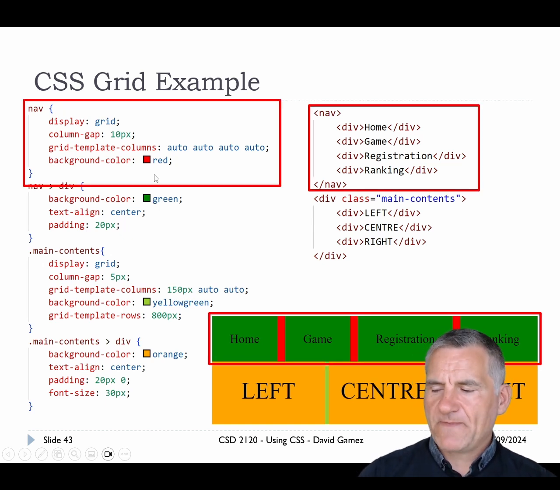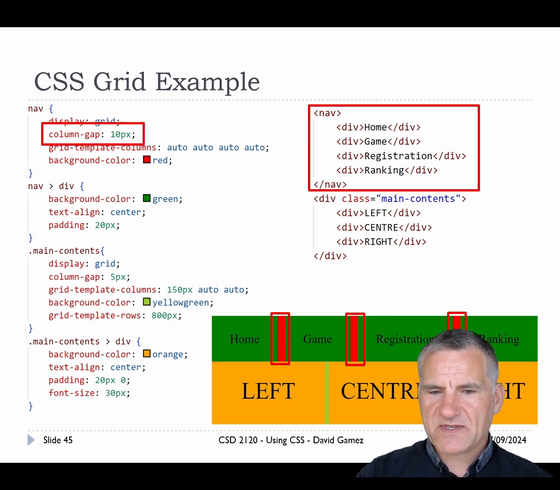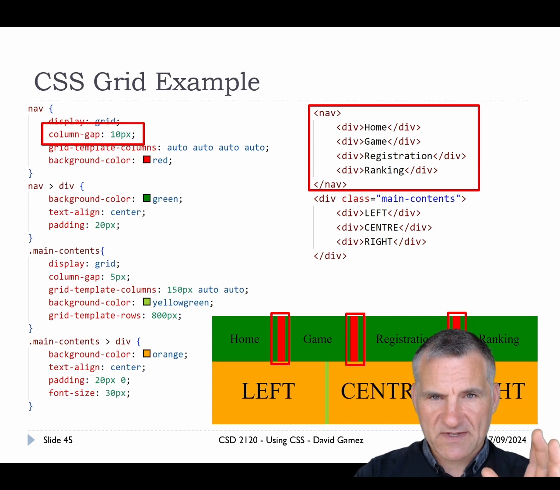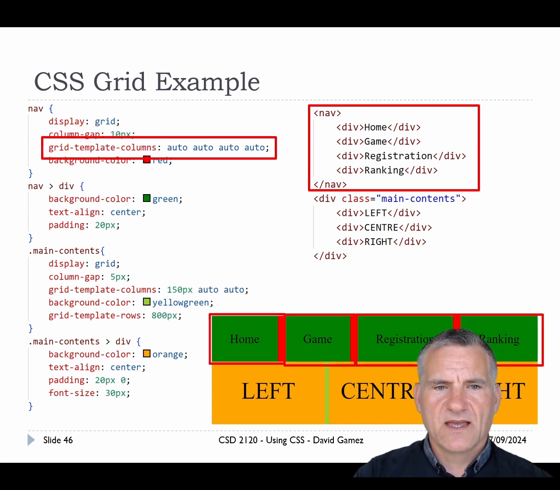So for the nav section, as explained, we need to do display grid, otherwise it's not going to be a grid layout. We can specify the gap between columns, so that's why we can see the red, because we've got a background color of red, and the cells have a different styling, but you can see through because there's a gap between the columns. And then this is the most important part, really. It's this part and this part, the crucial bits of grid layouts.